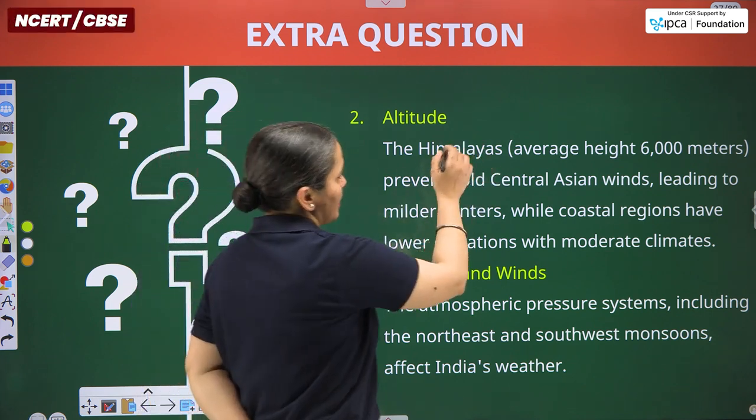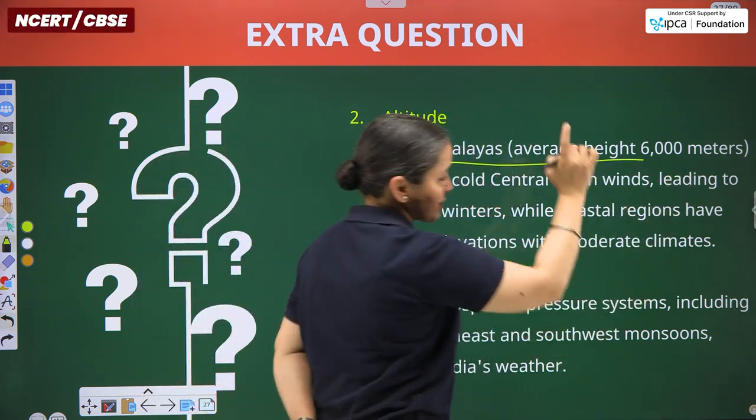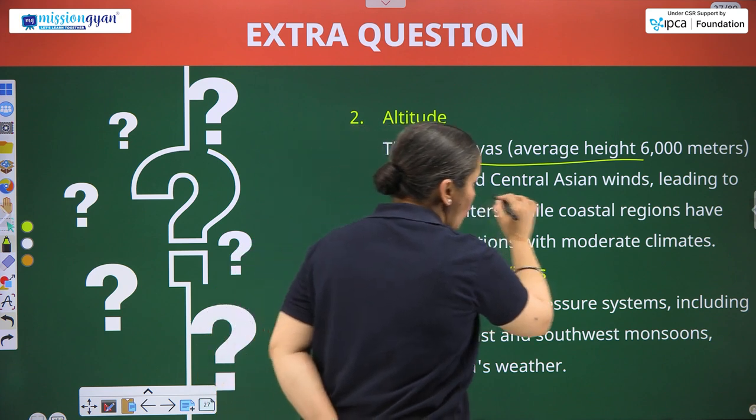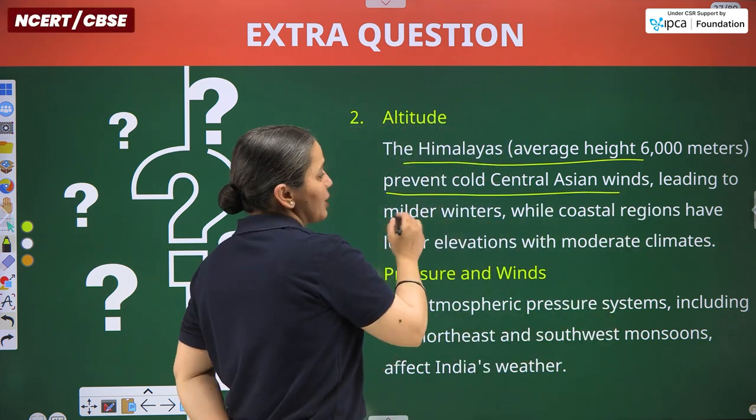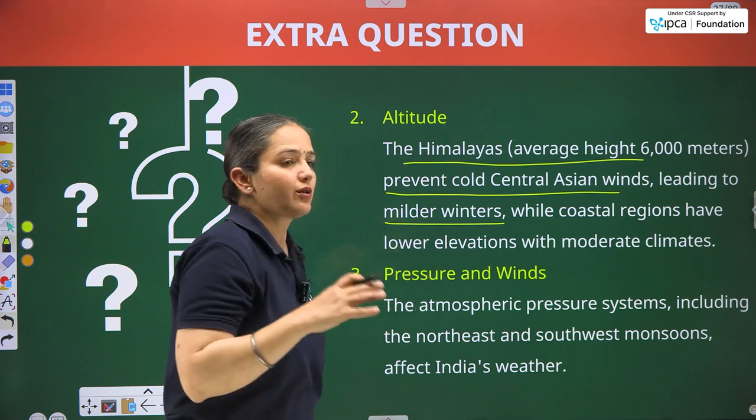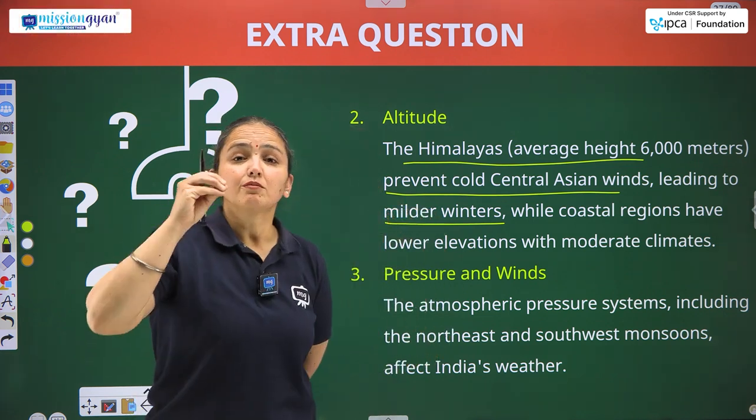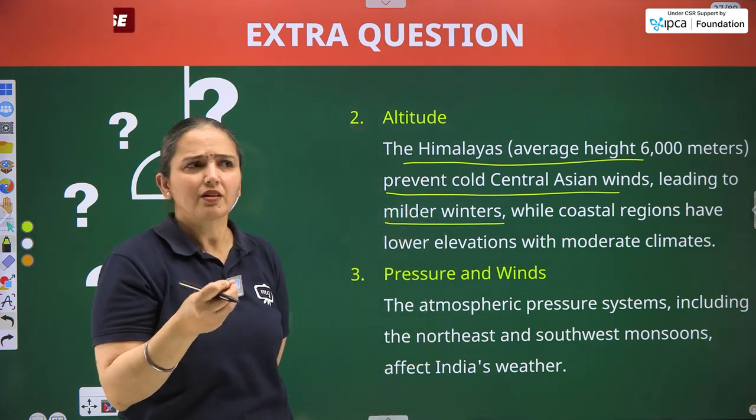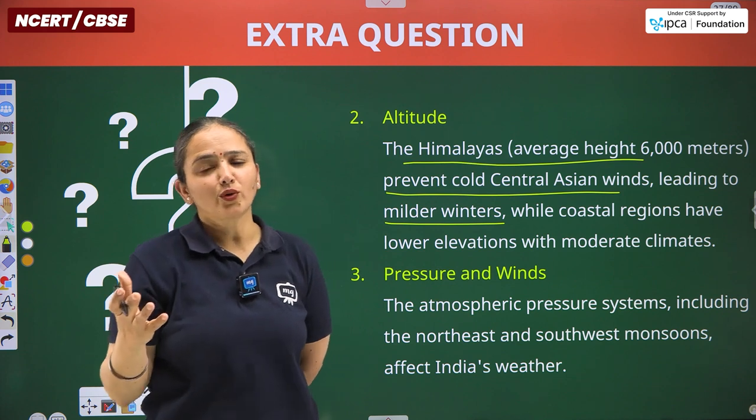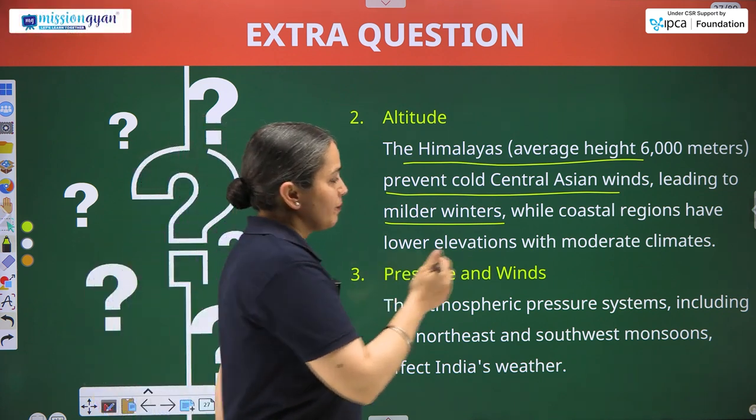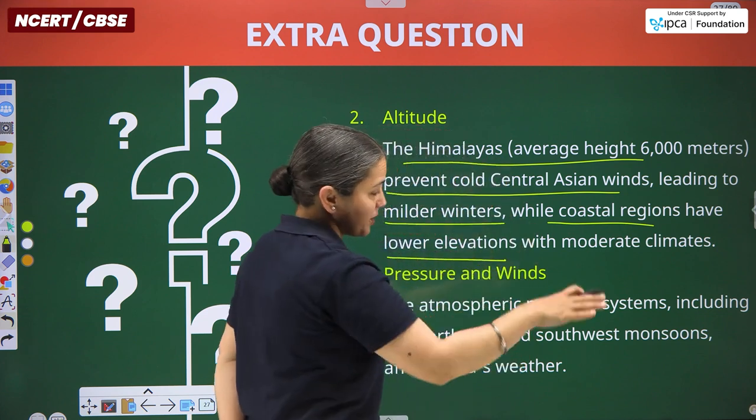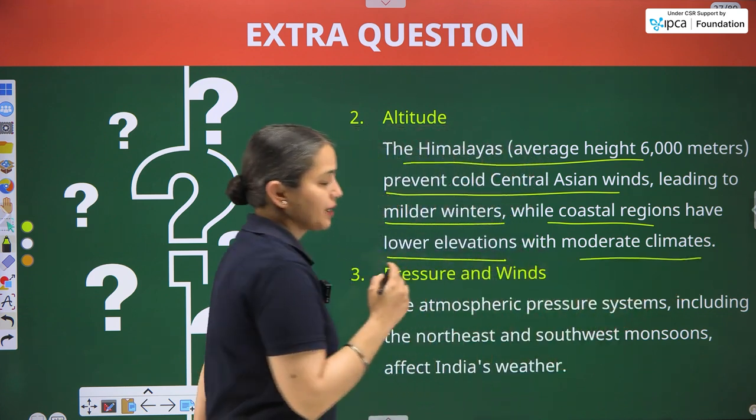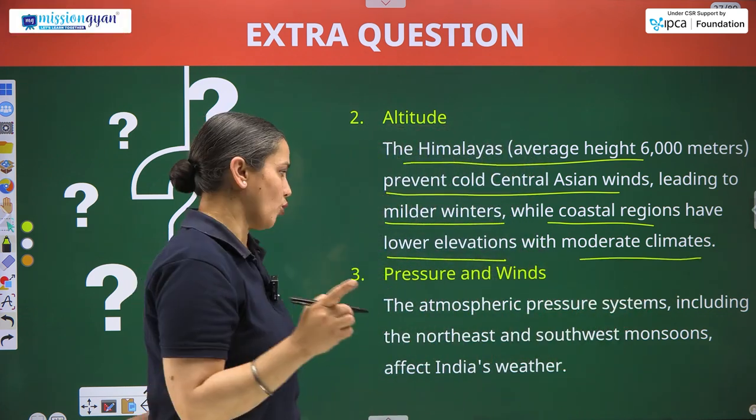Altitude: the Himalayas have an average height of 6,000 meters. They prevent cold Central Asian winds from coming to India, which leads to milder winters. Otherwise, winters would have been so harsh that they could not be considered habitable. Meanwhile, coastal regions have lower elevations, lower height, with moderate climates, neither too hot nor too cold.